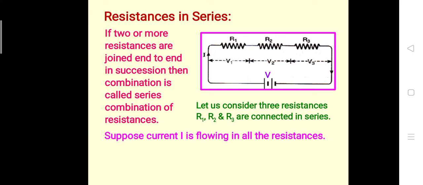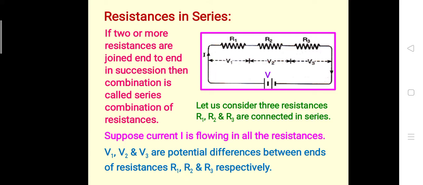Suppose current I is flowing in all the resistances. In series combination, the same current flows through all the components in the circuit. Here, the net voltage V is divided into three parts V1, V2 and V3 according to the value of resistances. Here V1 is the voltage drop across R1, V2 is the voltage drop across R2 and V3 is the voltage drop across R3.